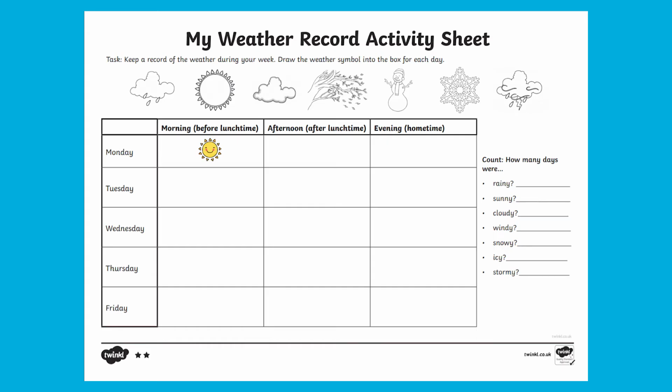Children could also use these weather symbols to fill in this weather record sheet. This sheet can help children to become more aware of different types of weather, as well as helping to improve their data collection math skills.